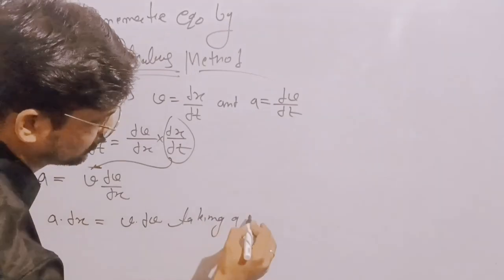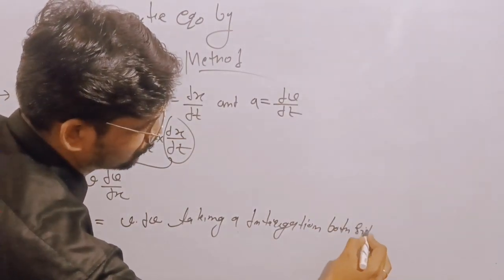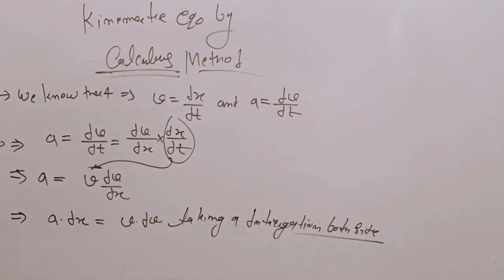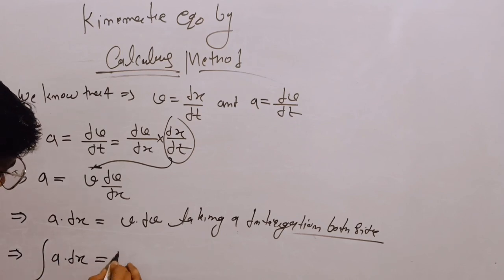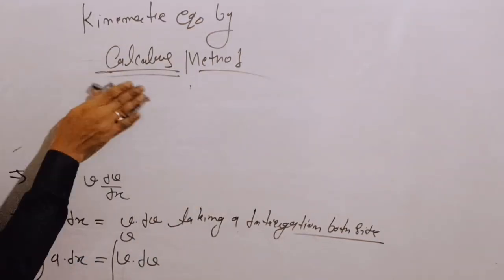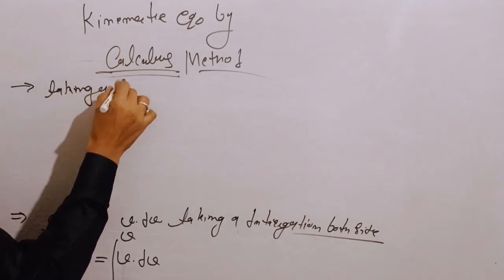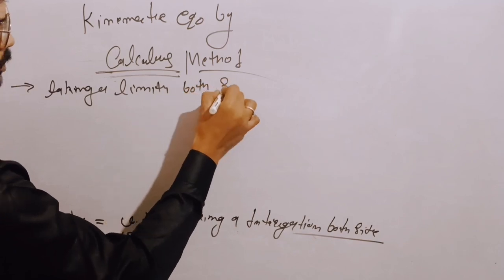So taking integration on both sides, a into dx is equal to v into dv, and apply the limit for the displacement 0 to x and for the velocity u to v, initial velocity to final velocity. Then taking the limit on both sides.